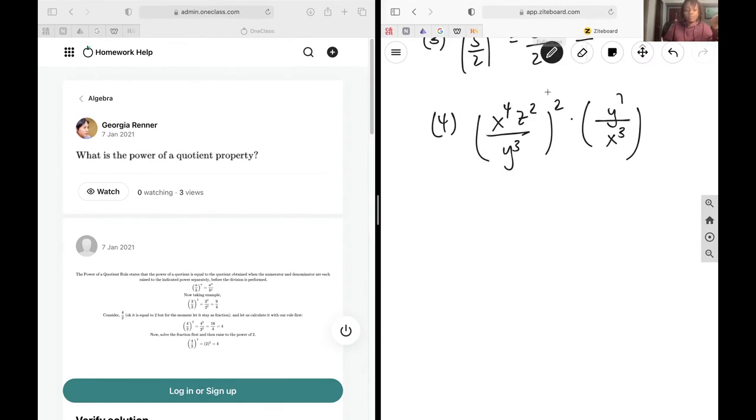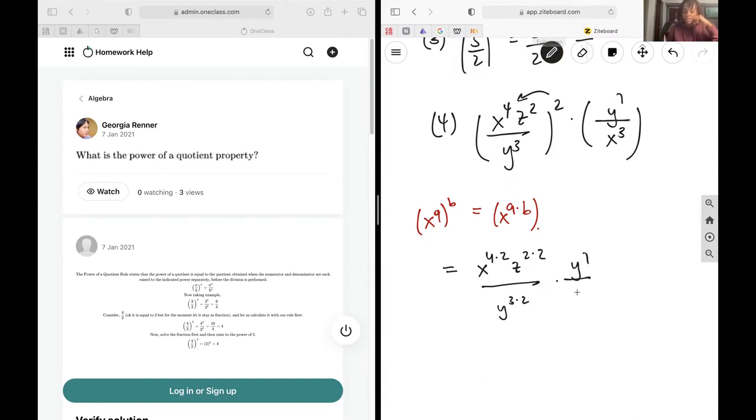And you'd be told to simplify it. And so first I'm going to apply the power of a quotient property to multiply all of these powers by that 2, and that's based off of the fact that x to the power of a, all to the power of b, is x to the power of a by b, because it's not just a 1 in that place. And so applying that, I would get x to the power of 4 by 2, z to the power of 2 by 2, over y to the power of 3 by 2, multiplied by y to the power of 7 over x cubed. This gives me x to the power of 8, z to the power of 4, over y to the power of 6, times y to the power of 7 over x cubed.